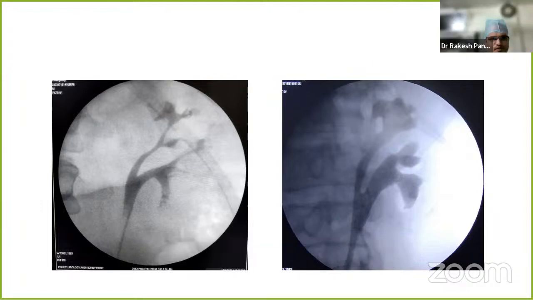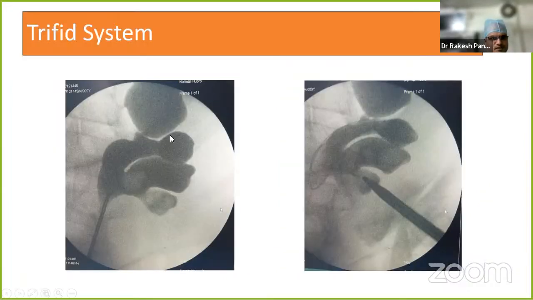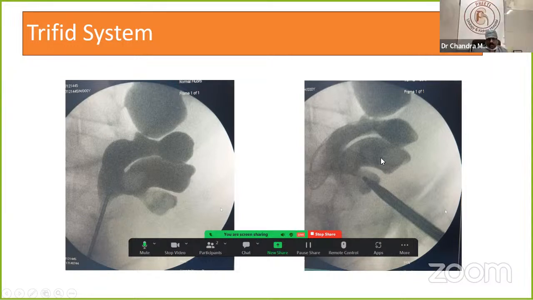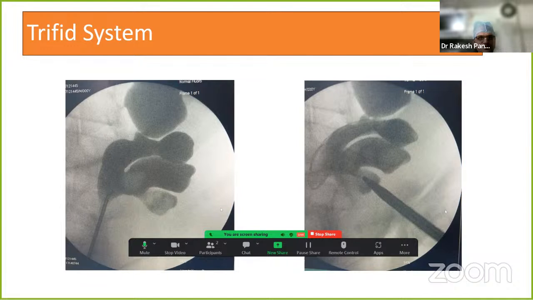Yes, sir. Correct. This case is a trifid system. In fact, in this case I was doing, there was a stone here and in the inferior calyx. So I thought we'll puncture this calyx and could clear both stones. But ultimately, after dilatation, this big stone migrated to here. Yeah. Then again, I had to puncture this also. But we can take help of flexi and clear it. Anyway, in bifid or trifid system, ECIRS is better.